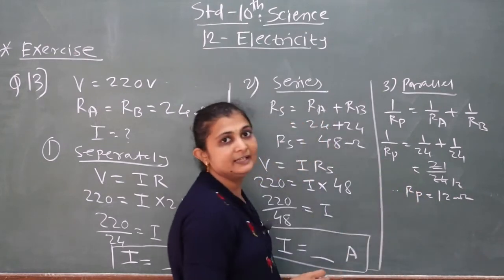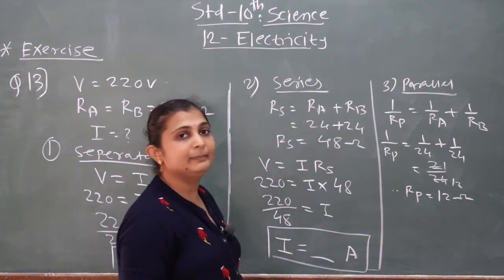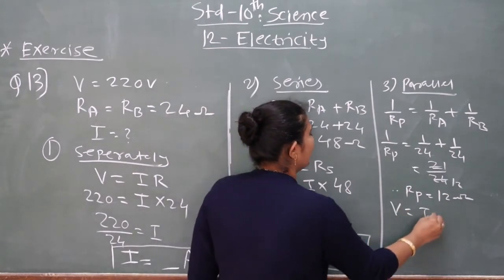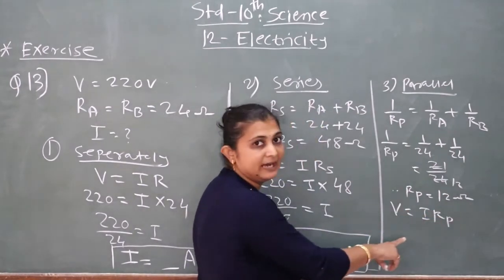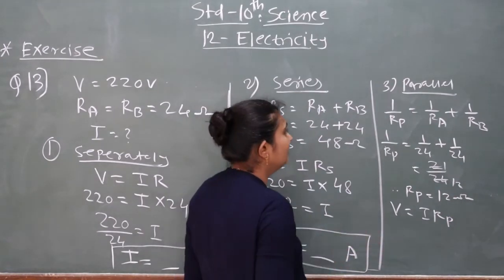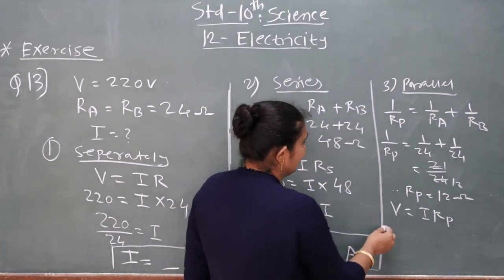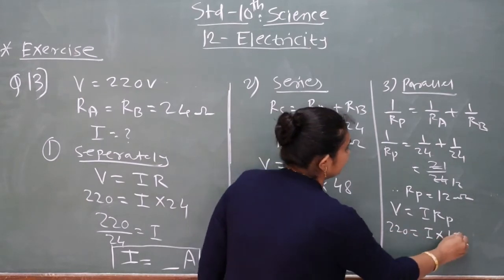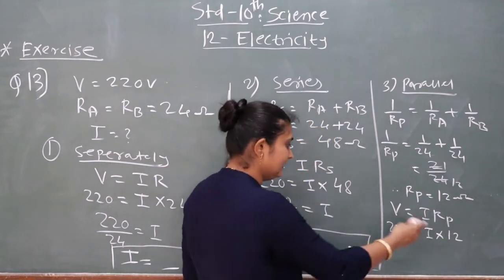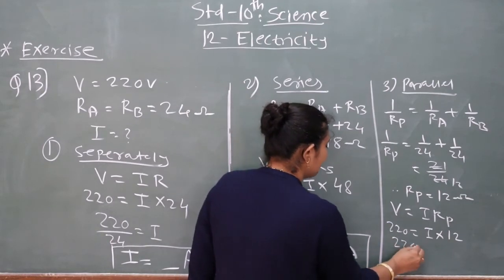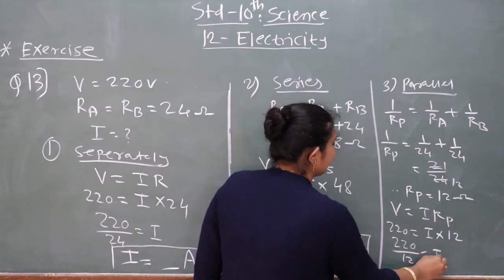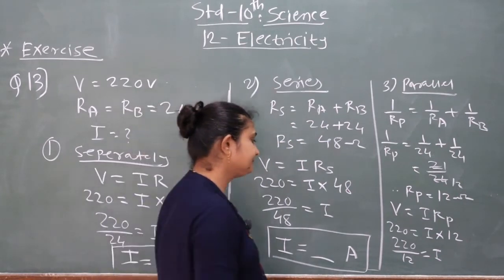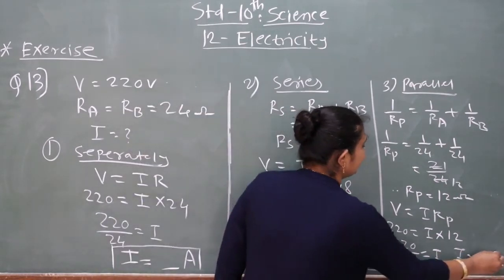When they are connected in parallel, what is the value of Rp? 12 ohm. Again we write V is equal to IR. In place of R we write Rp here, P for the parallel connection. V is 220, I we have to find. Rp is equal to 12. 220 upon 12, that is the value of I. Calculate the value of I, that will be in ampere.